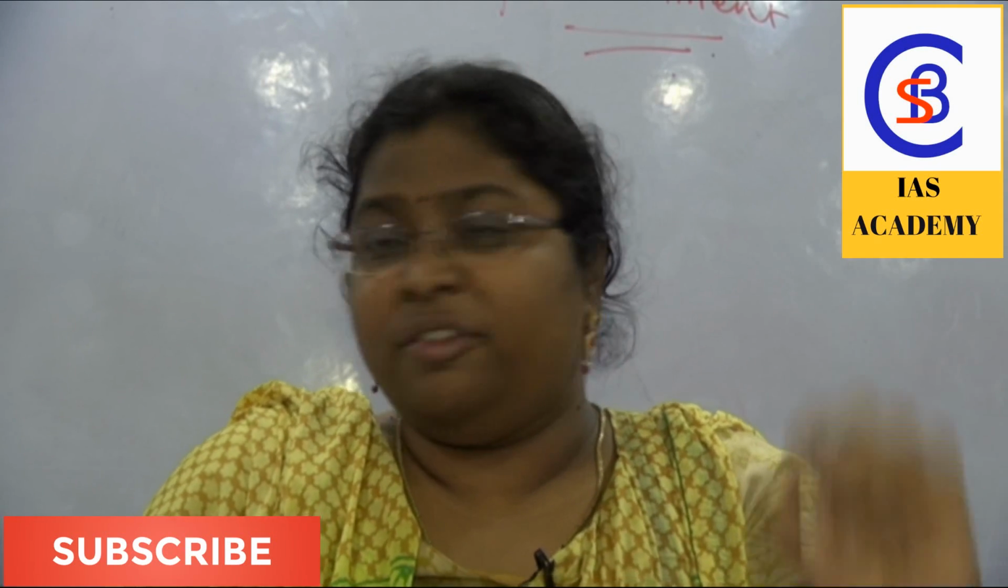There are two conditions in special majority. First condition is 2/3 members present and voting. This 2/3 should be the majority of the total strength of the house. Total strength of the house, for example, 545. 50% plus 1 should be the minimum. Then only the constitutional amendment bill will be passed. This is called special majority.